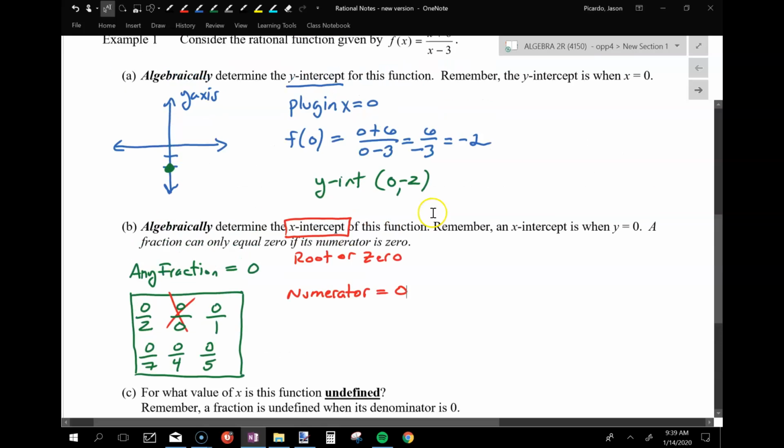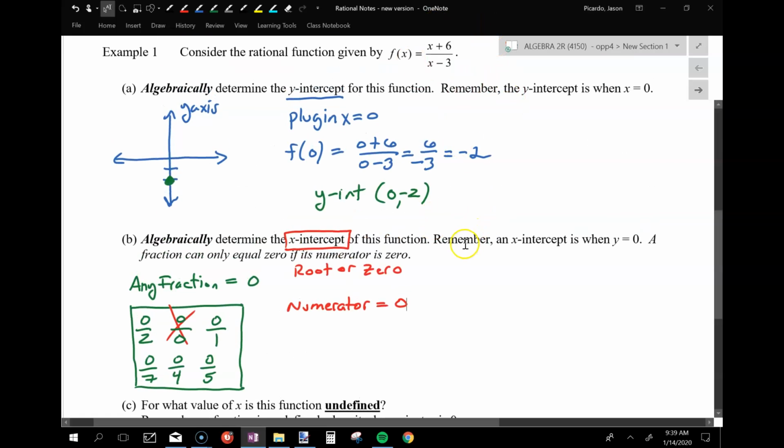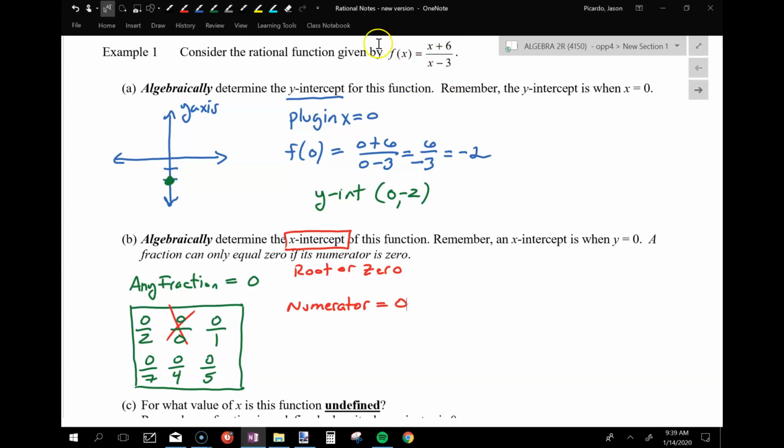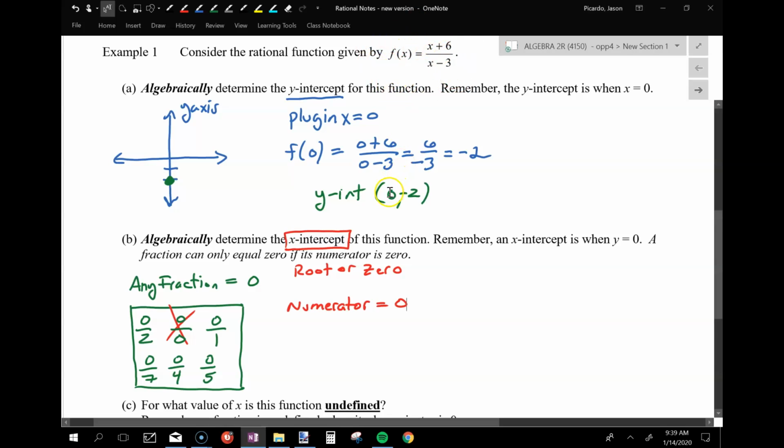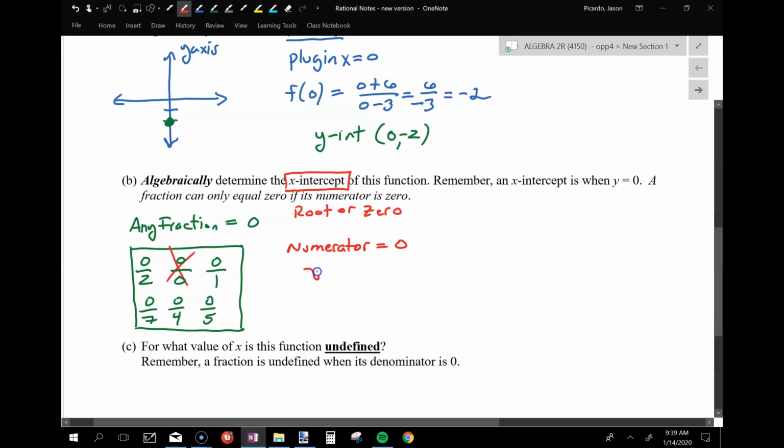So for this example, guys, what is the numerator? x plus 6, right? So what do I want to know? I want to know when x plus 6 equals 0. Where does it equal 0? When x equals negative 6.